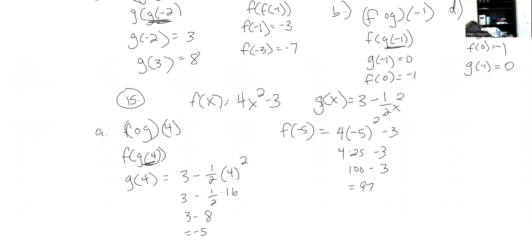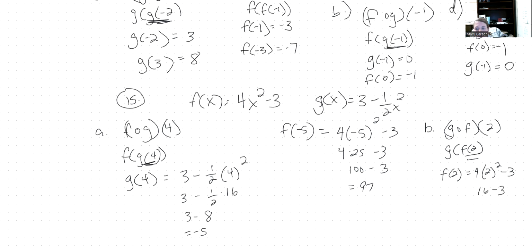I'll do one more of these. B is g of f of 2. Okay, so that means you're going to look at f first. And we're going to do f of 2. And so we plug in 2 here. 4 times 2 squared minus 3. That's 4 times 4 is 16, minus 3 is 13.